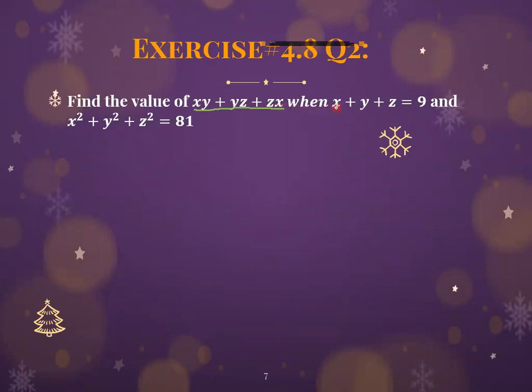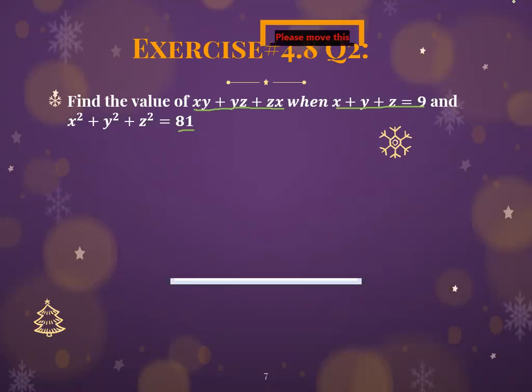When x plus y plus z is equal to 9, and x square plus y square plus z square is equal to 81. Okay, now which term are we going to take here? Can anyone tell me? We are going to take this one. Okay, we are going to take this first.